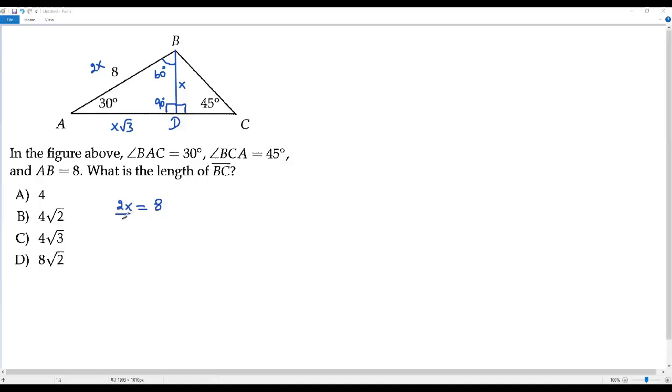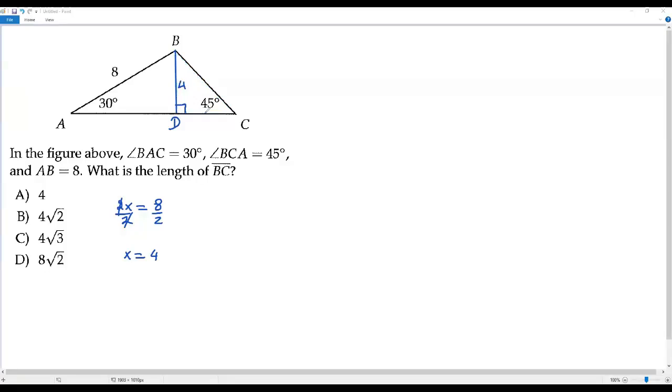Now to solve for x, we have to divide both sides by 2. When I do so, this 2 will cancel out, then x equals, when I divide 8 by 2, I am getting 4. Now I got the value of x, now we can replace this x by 4. Let me write it over here, and also let me erase the other stuff in this triangle. Now let me consider another right triangle, that is BCD.